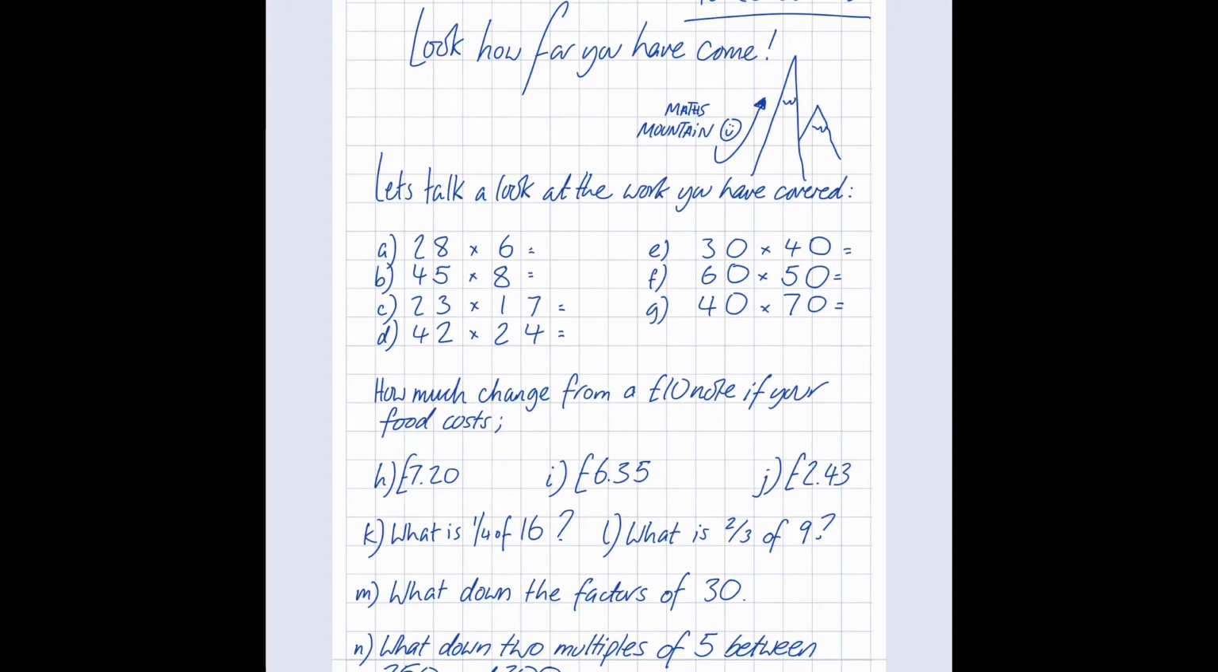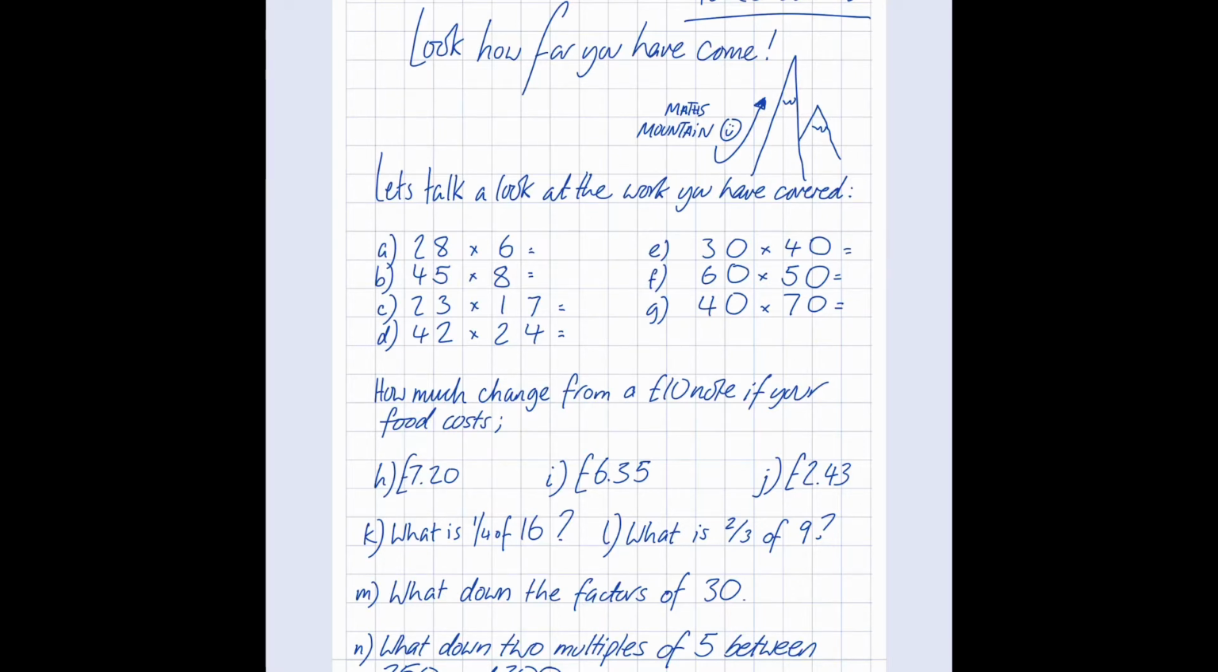For the E, F, and G, you've got to think about, for the first one, 30 times 40, well, could you do 3 times 4? And then you make your 3 10 times bigger, so you make your answer 10 times bigger. And then you make your 4 10 times bigger, and then you make your answer 10 times bigger again. So what we're doing there, remember, is we're using known multiplication facts to help us.